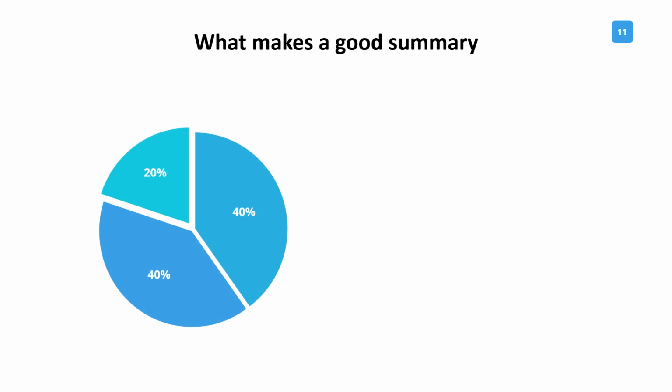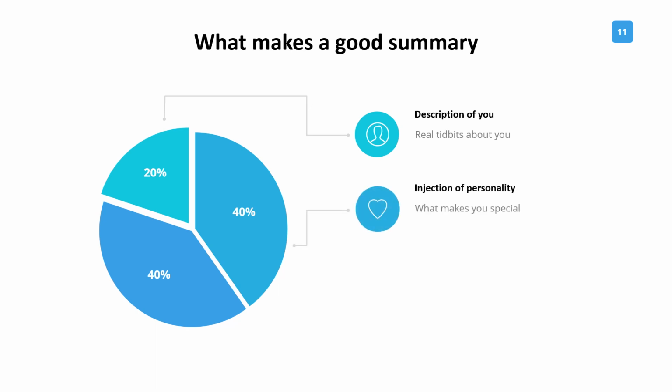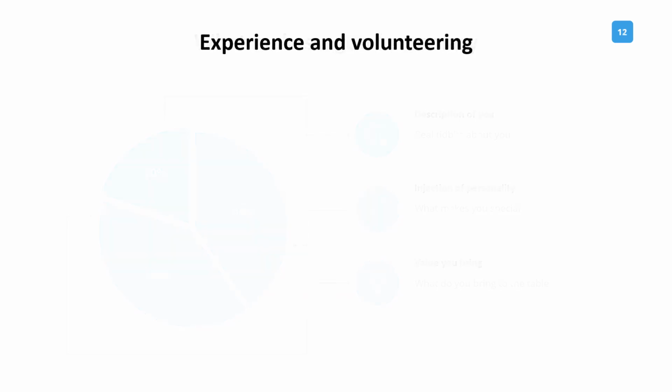Next, you want to write a good summary, and I recommend a 40-40-20 rule, meaning only 20% of your profile is describing you, real tidbits about who you are. 40% of your profile is injecting personality, what makes you special. And the last 40% is talking about what value you bring to this connection. What makes you different? What makes people want to connect with you?